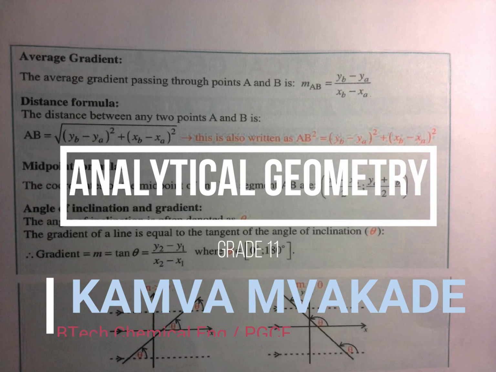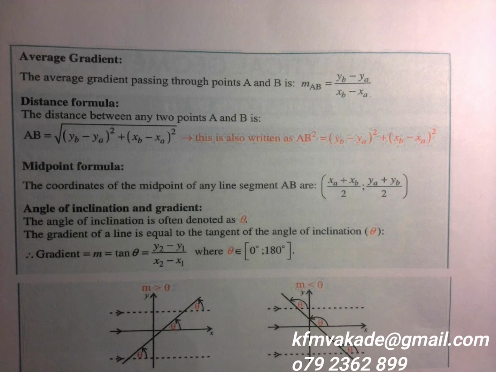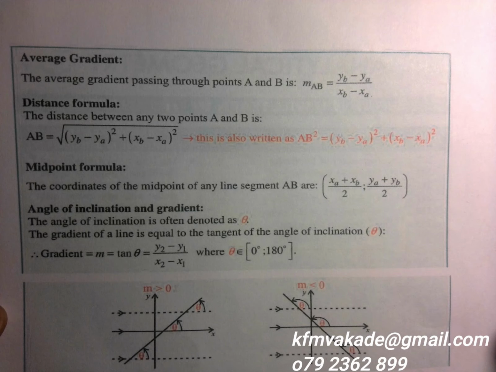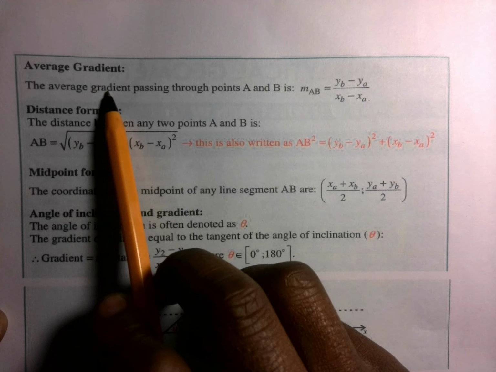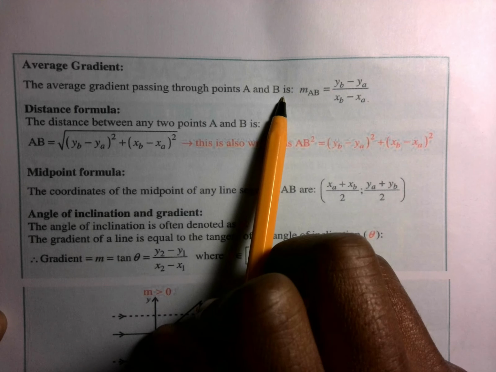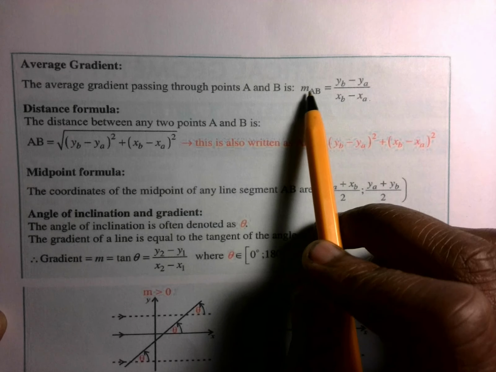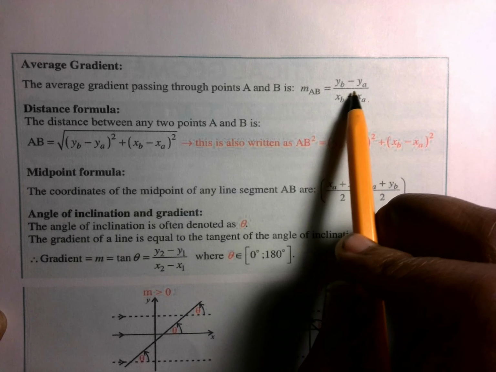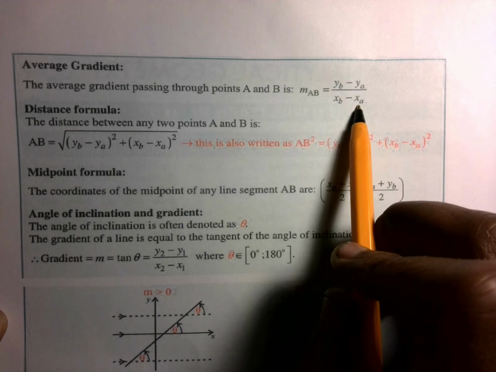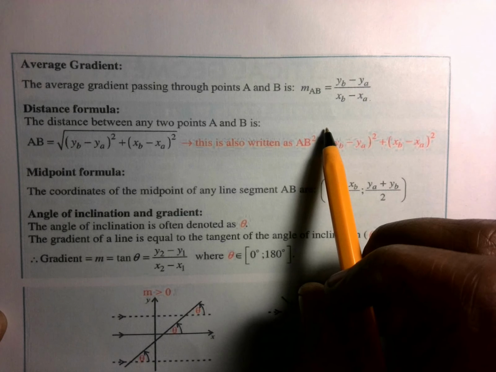Today we will be doing analytical geometry. So we will be discussing the concepts dealt with in grade 11. We'll start with the average gradient. The average gradient passing through points A and B, meaning 2 points A and B, is M_AB equals YB minus YA over XB minus XA. This is the formula that we're going to use to calculate the gradient between the 2 points.